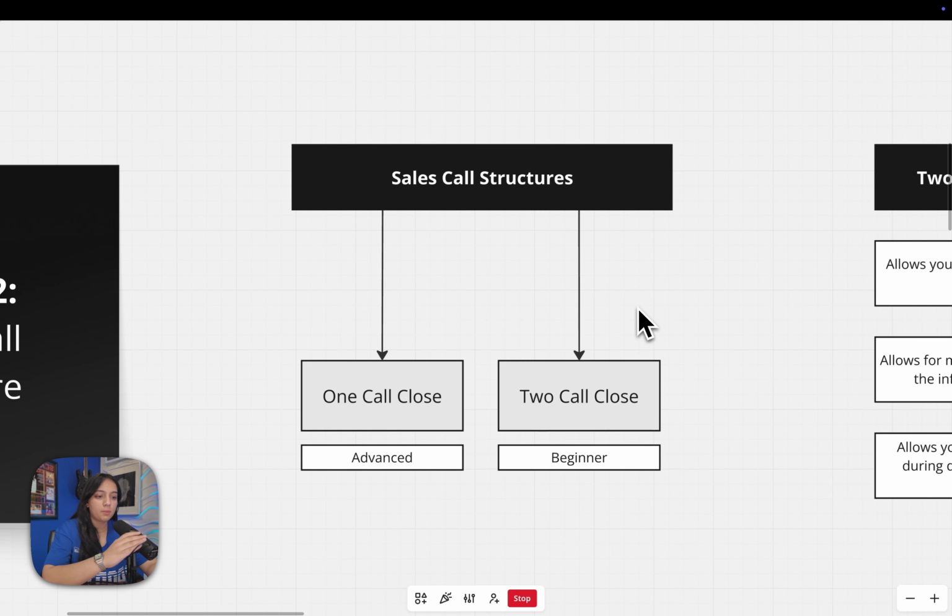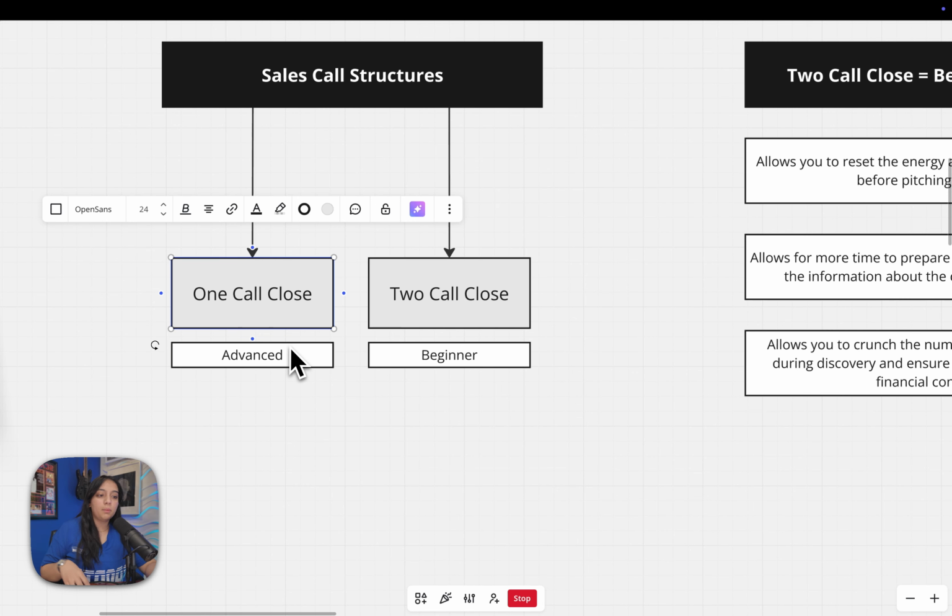There are 2 different types of sales call structures when you're running an agency, the 1-call close and the 2-call close. And I'll make something clear. Both of these structures work, and I use both of these currently and in the past, but there are some pros and cons to both. So the 1-call close is a much better structure for more seasoned agency owners because it requires you to be able to think on your feet and handle objections like it's second nature for you. And you need to be able to keep the energy high that the prospect has throughout the call.